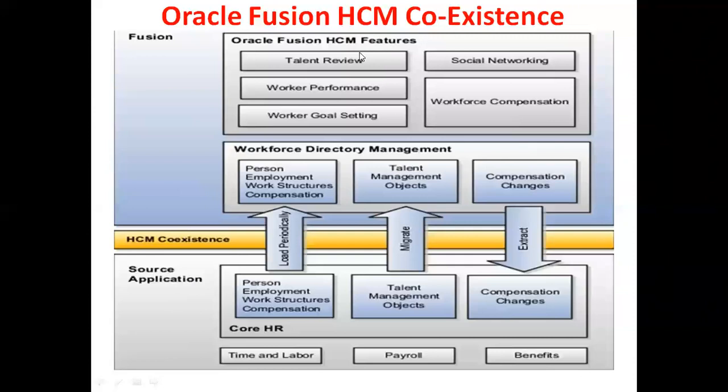In Fusion HCM, we can see talent review, worker performance, goals, social networking, this person employment. Load the data periodically and migrate the data, and extract the data. So you can extract your data if required. That's what we talked about: data loading, data extraction. These are all the options here. Source applications, we can see here.